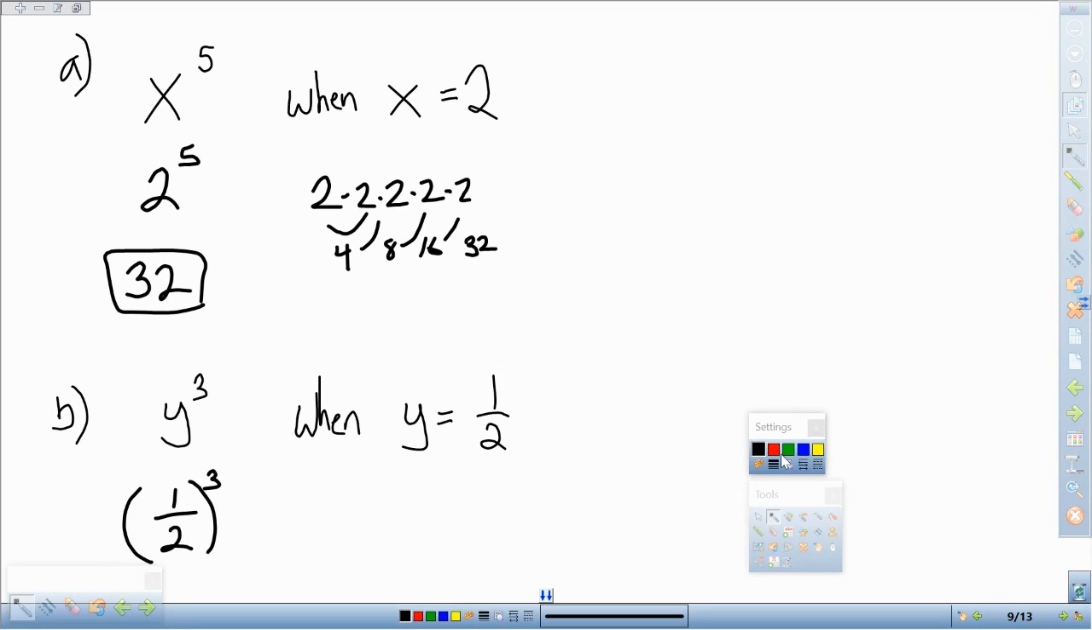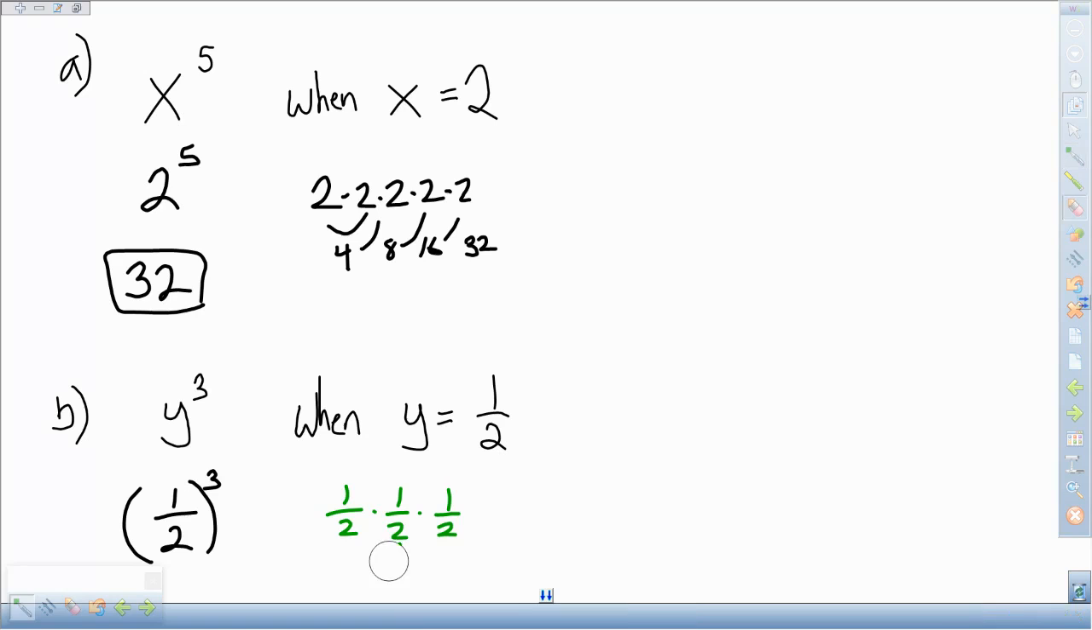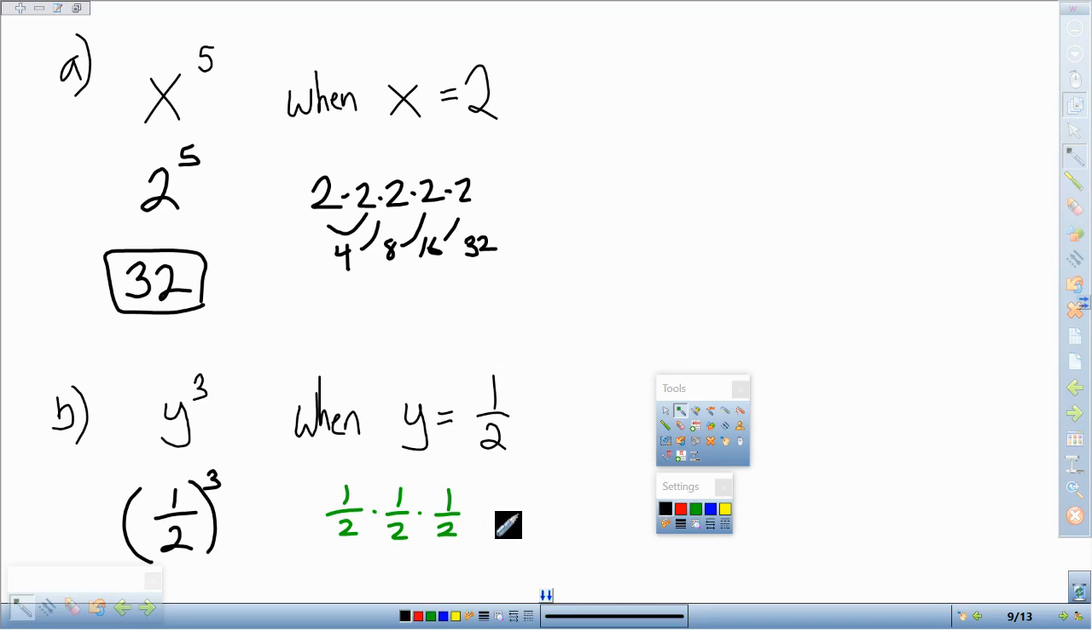All right, and here's technically what's going on here. This is a 1/2 times itself 3 times. Oops, I wanted to write a 3. All right, little reminder, when you're multiplying fractions, you multiply the numerators together and you multiply the denominators together. So if I go to do this math here, 1 times 1 times 1, I got a 1 up top. 2 times 2 is 4. 4 times 2, 8. Okay, so I'm getting a 1/8.